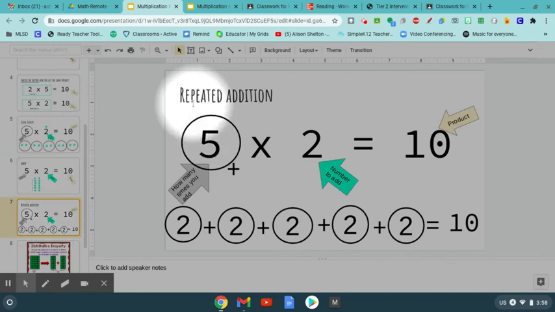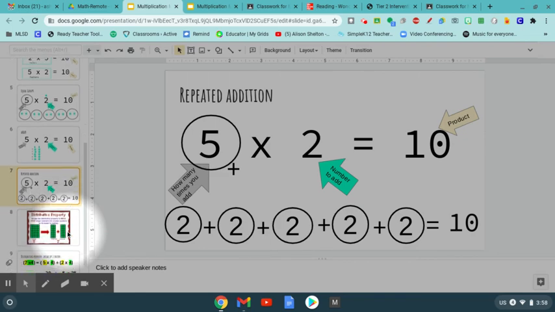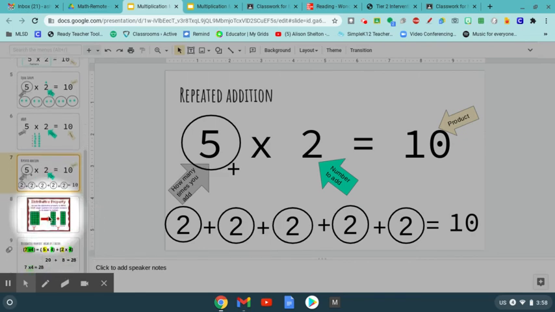We have also learned repeated addition. The first number is how many times you add. The second number is the number you're adding. So we have 2 plus 2 plus 2 plus 2 plus 2 gives us a product of 10. Look at all the amazing things that you guys already know how to do.